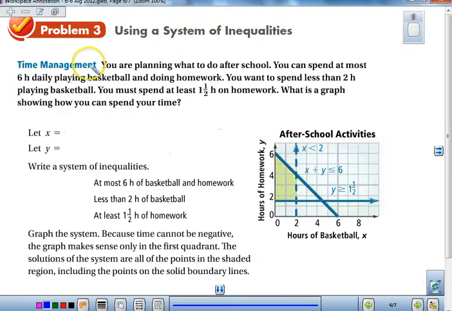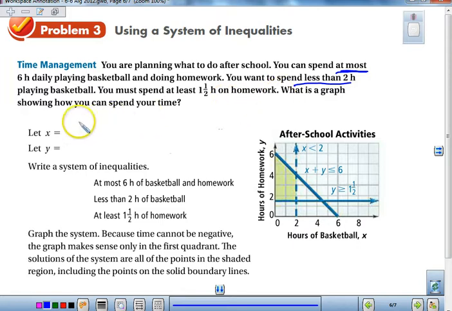The last type of problem we're going to talk about is the story problems or the word problems. As we read problem 3, it's talking about time management, which hopefully all of you are doing well with. It says you are planning what to do after school. You can spend at most, keywords, that's helping us to set our inequality, at most 6 hours daily playing basketball and doing homework. You want to spend less than 2 hours playing basketball. You must spend at least an hour and a half of homework.